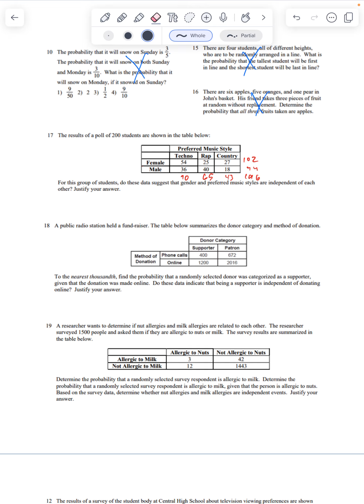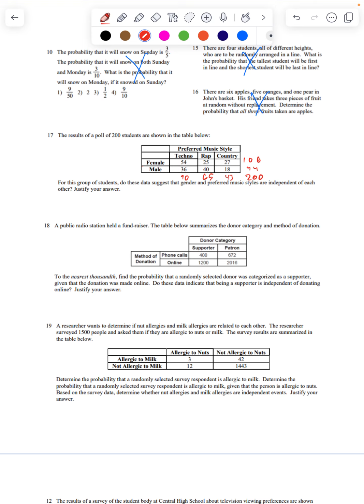Okay, yeah. So that's where I'm going wrong. This is supposed to be 106. And so that means the total here is 200. Now that we have that, again, make sure you add them up all correctly.